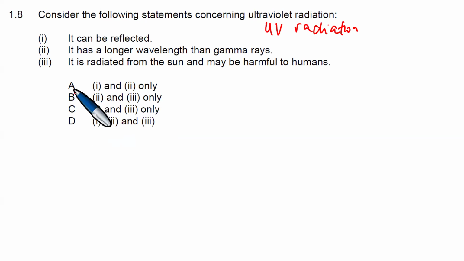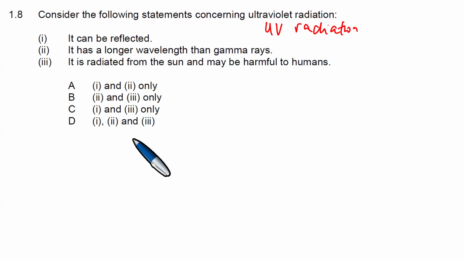So you need to choose here. A is Roman figure 1, Roman figure 2 only. B, Roman figure 2, Roman figure 3 only. C, Roman figure 1, Roman figure 3 only. D, Roman figure 1, Roman figure 2, Roman figure 3. Which one is the correct answer? So what do you think between this one, between B and... Okay. That is fine.